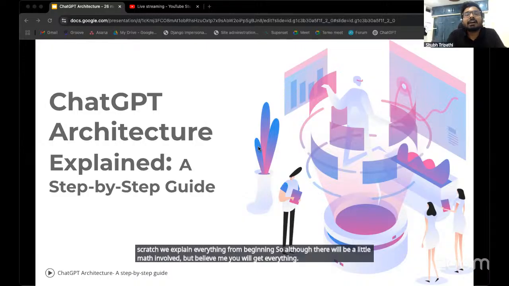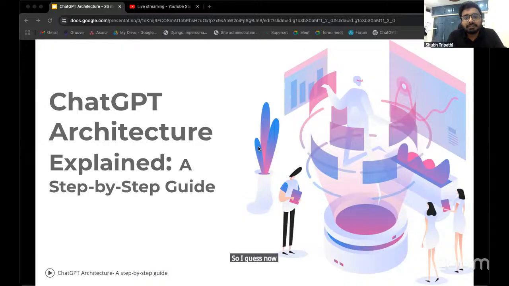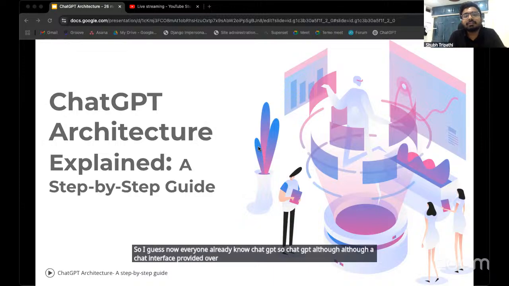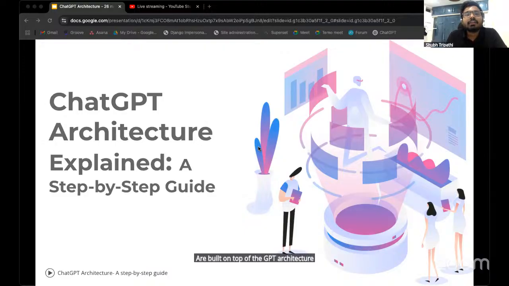I guess now everyone already knows ChatGPT. ChatGPT is a chat interface provided over a GPT model. We'll see this in the lecture too: what do we mean by GPT, and what is ChatGPT? There are lots and lots of LLMs, right? But all LLMs generally are built on top of the GPT architecture only. So we'll see how exactly each LLM works.